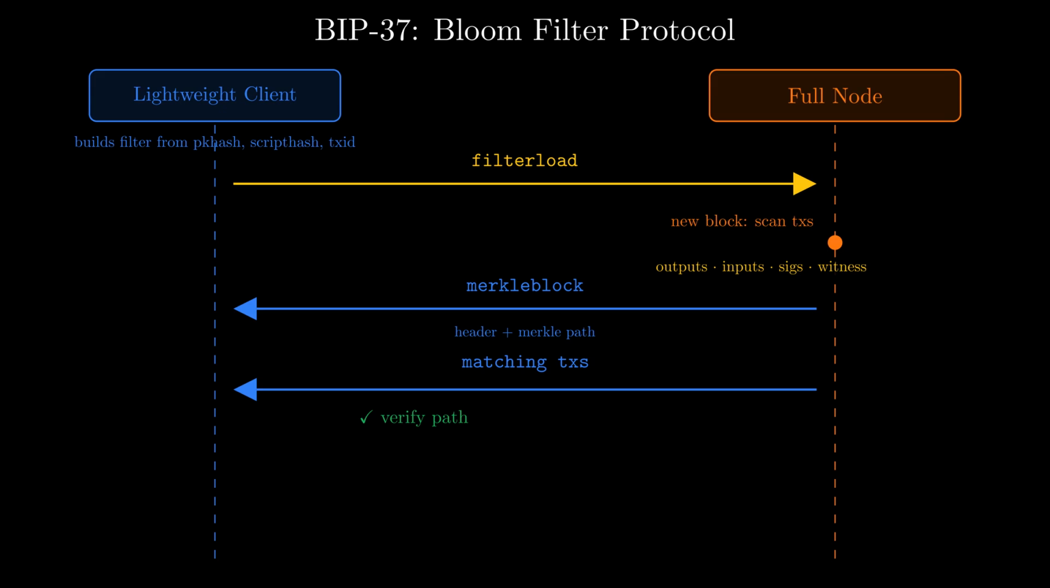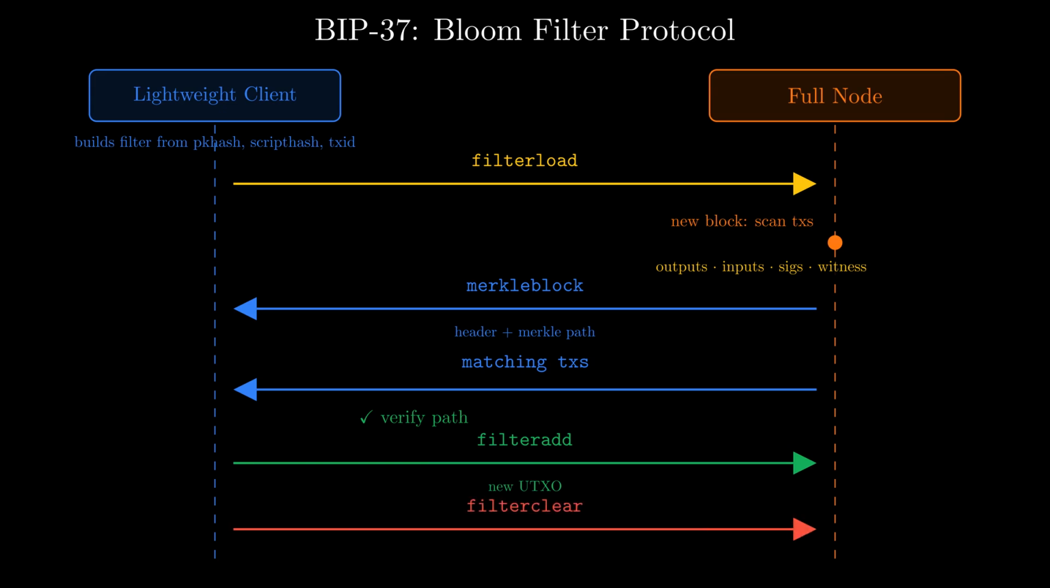When a new UTXO, an unspent output, appears, the wallet sends filteradd to extend the filter. To start over, filterclear resets it. Remember, patterns can't be deleted, so refining the filter means rebuilding from scratch. Elegant, efficient, and within a few years, effectively dead.